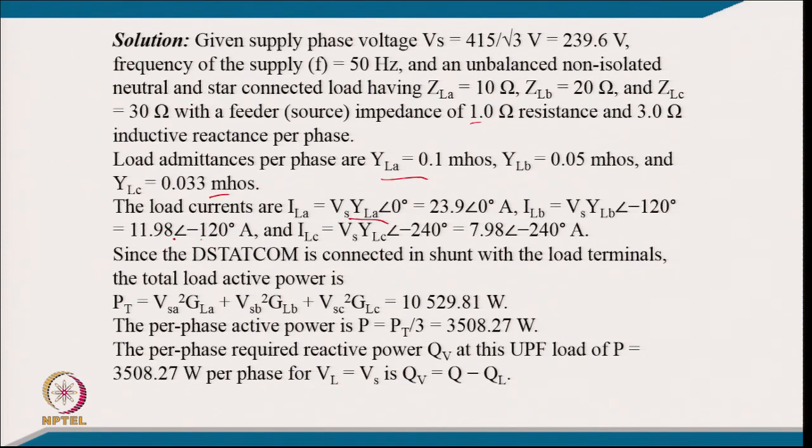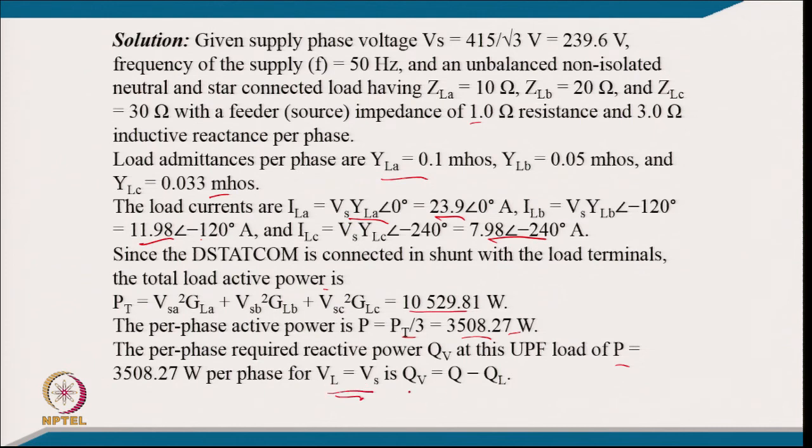So, these come the 3 load currents for A phase, B phase and C phase, and the D-STATCOM is connected in shunt with the load terminal. The load active power can be calculated from the voltage squared times the conductance of all 3 phase loads, which comes to about 10,505.81 watt, and the per phase power will be one third of it. So, this is 3508.27 watt.